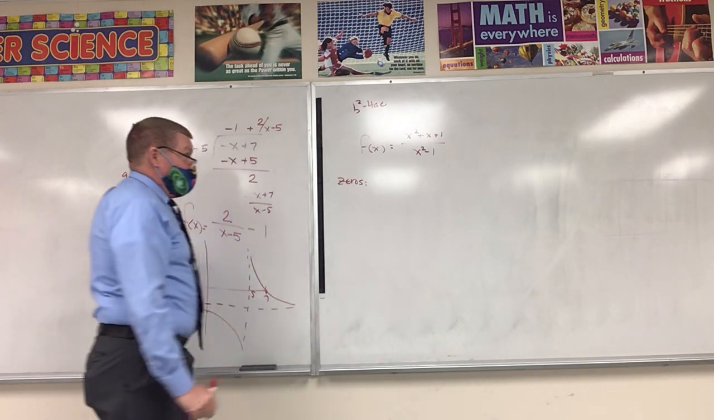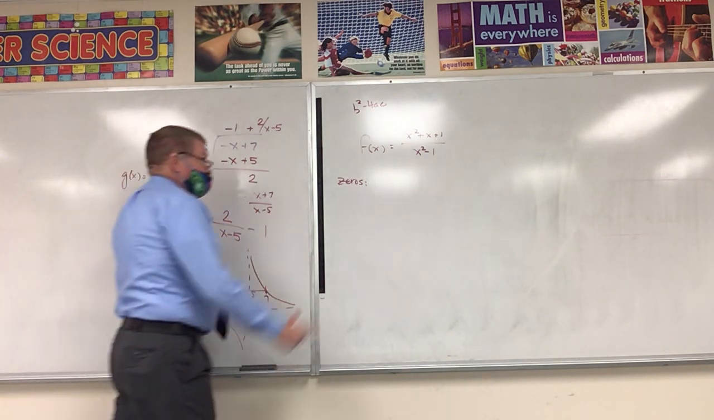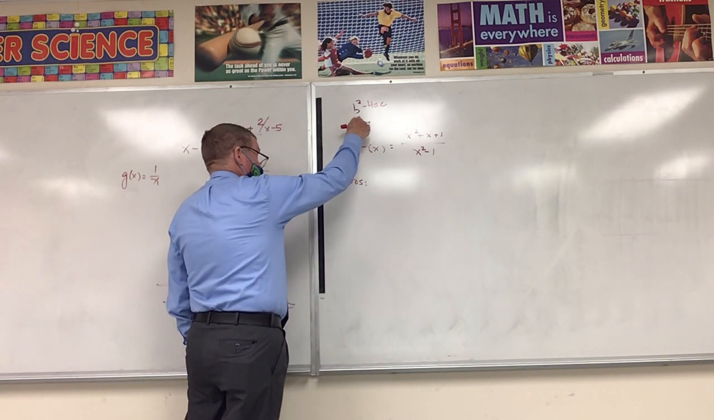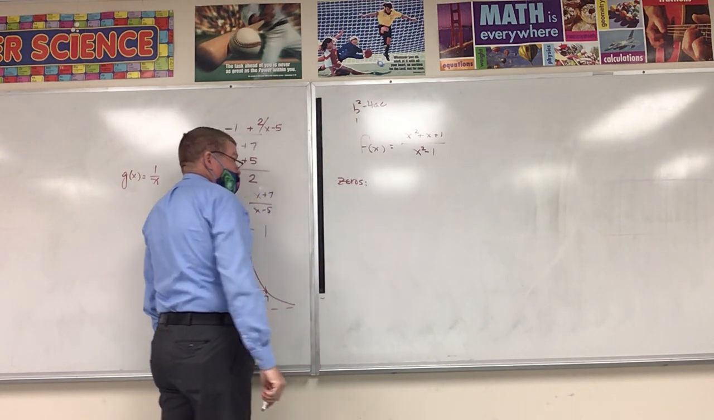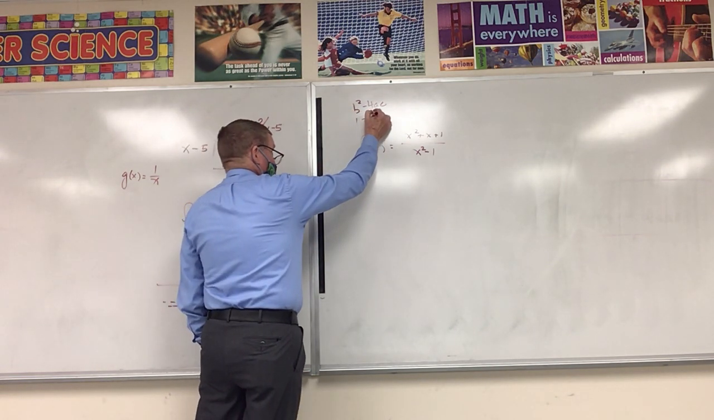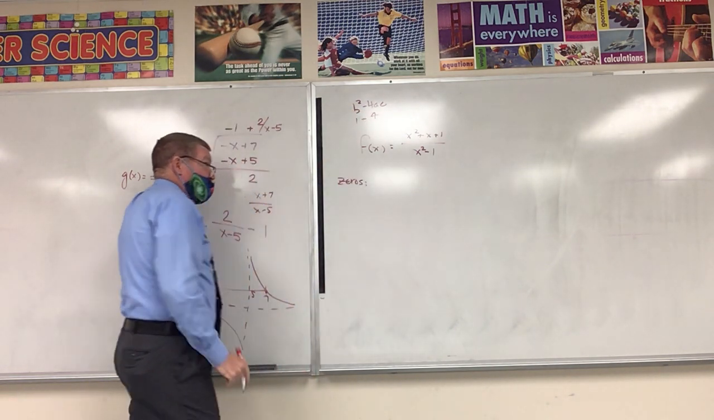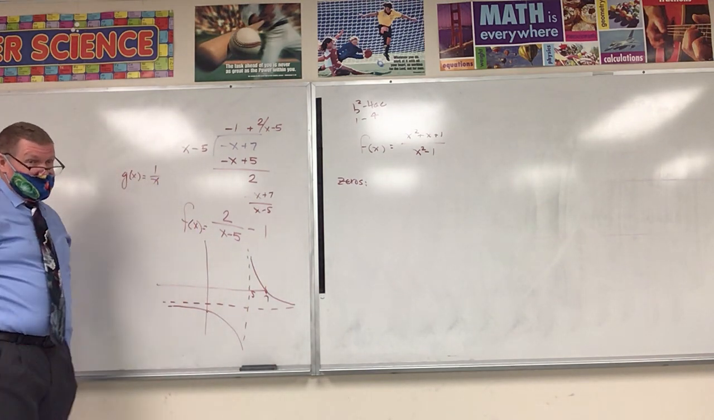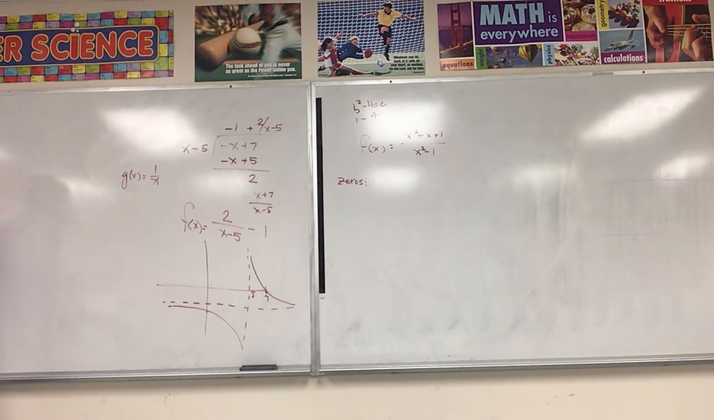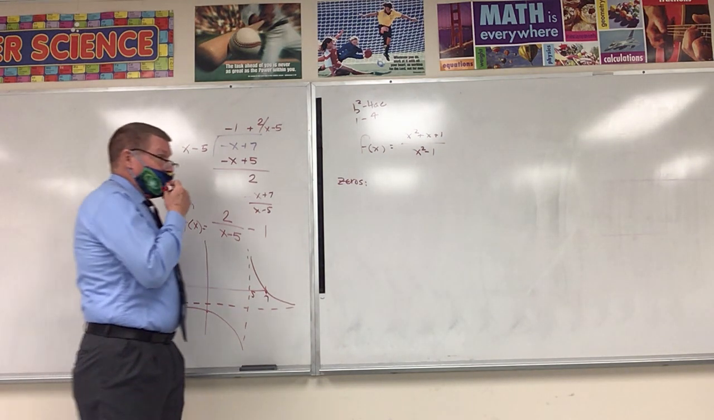I do b squared minus 4ac. B squared is 1, minus 4 times a times c, which is 4, and 1 minus 4 is negative 3. Therefore, I have no real roots by using my discriminant. That's just part of the quadratic formula.